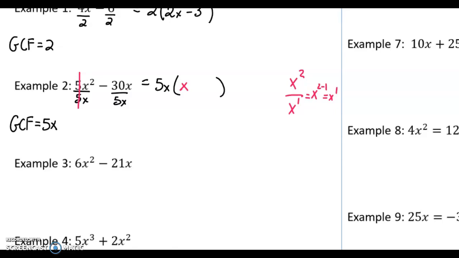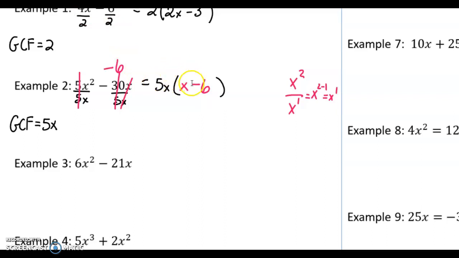Now negative 30 divided by 5 is going to be minus 6, and then x divided by x is 1, so we don't have to write it. So it's a minus 6 right there. So our solution is 5x times x minus 6. That's the factored form. You don't want to multiply it because you're undoing the multiplication right now. That would just lead you back to your answer. When I multiply it in my head, it's just to check and make sure I did it correctly.